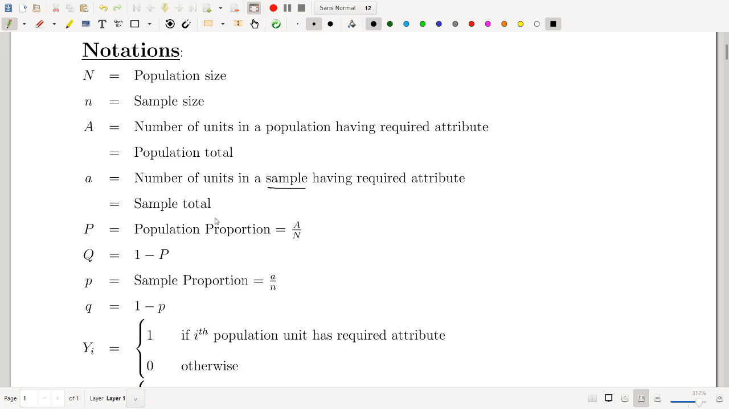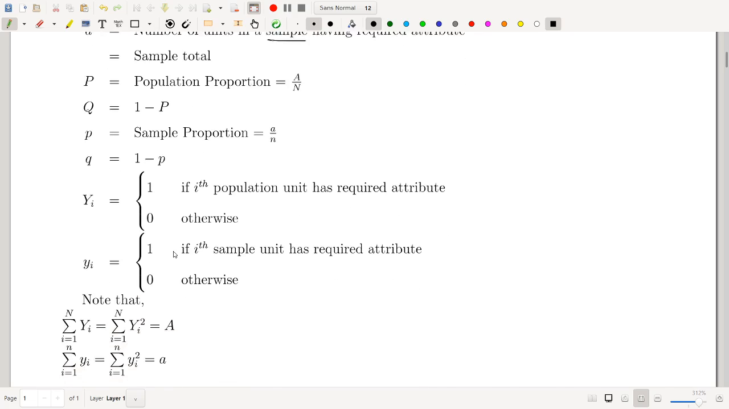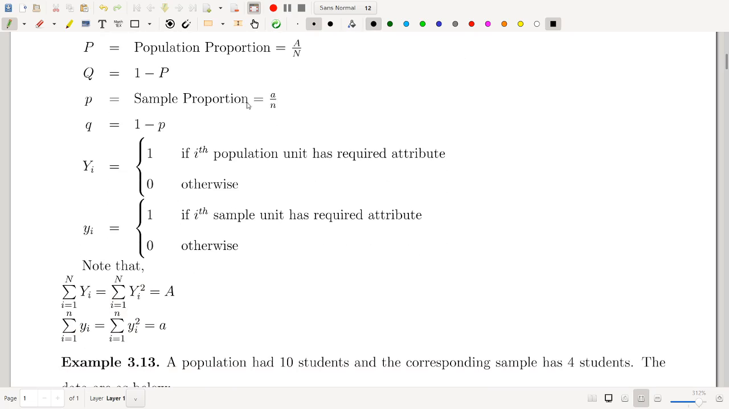Now population proportion. Population proportion means the proportion of the required attribute in a population. This can be obtained by the number of units in a population having the required attribute divided by the total number of units. So this is capital A by capital N. Q is just 1 minus P. Now, just like capital P, small p notation will be used for sample proportion. Sample proportion is similarly obtained by small a by small n. Q is just 1 minus p.